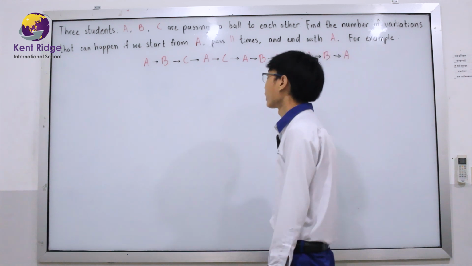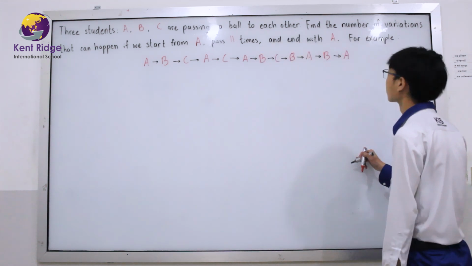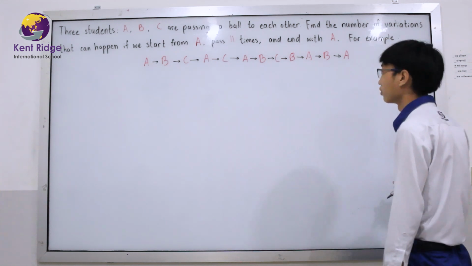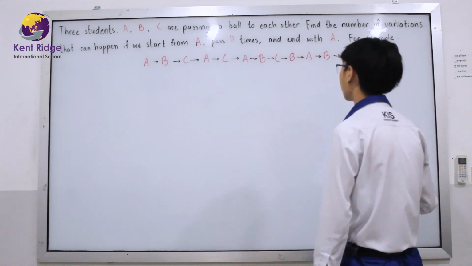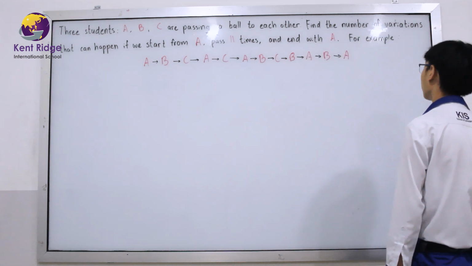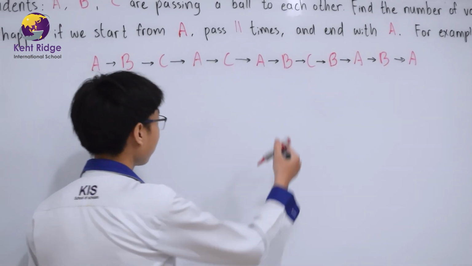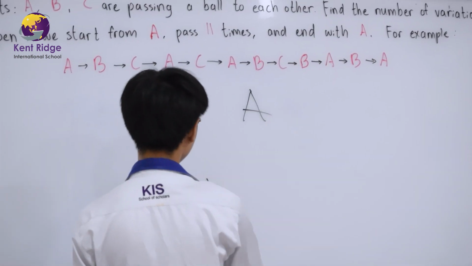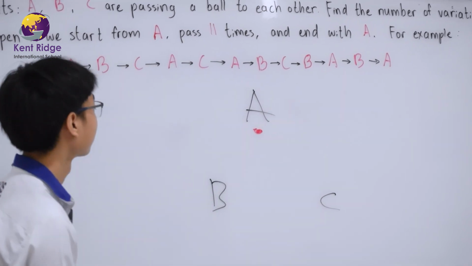The problem states that we have three students, A, B, and C, and they're passing a ball to each other. We want to find the number of variations that can happen if we start from A. We pass the ball 11 times and it ends with A. So we have three players, A, B, and C, and they're passing a ball to each other.